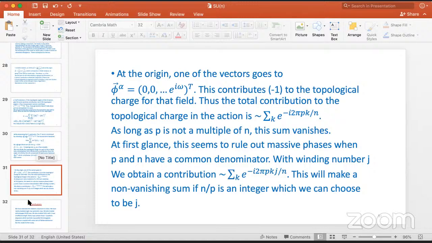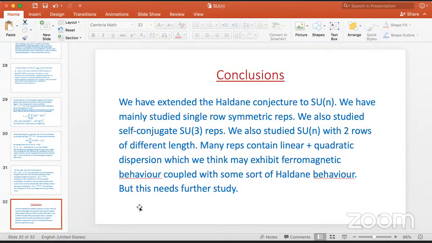This is only taking about half an hour, but here are my conclusions. We've extended the Haldane conjecture to SU(N). We've mainly studied single row symmetric reps. We also studied self-conjugate SU(3) reps. We also studied SU(N) with 2 rows of different length. Many reps contain linear plus quadratic dispersion, which we think exhibit ferromagnetic behavior coupled with some sort of Haldane behavior. This needs further study. Okay, so that's it for the talk, and I apologize for only being half an hour.